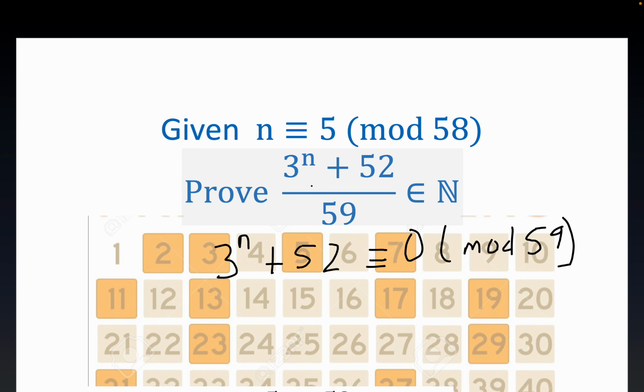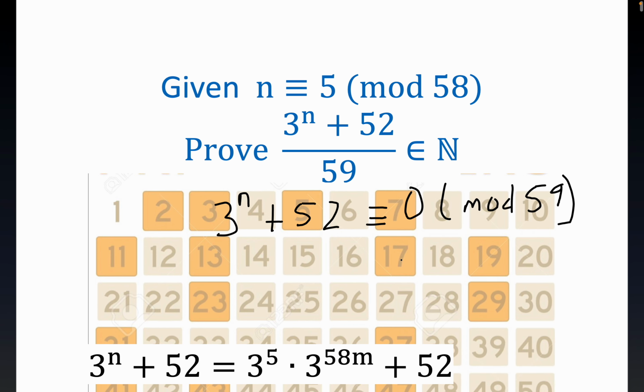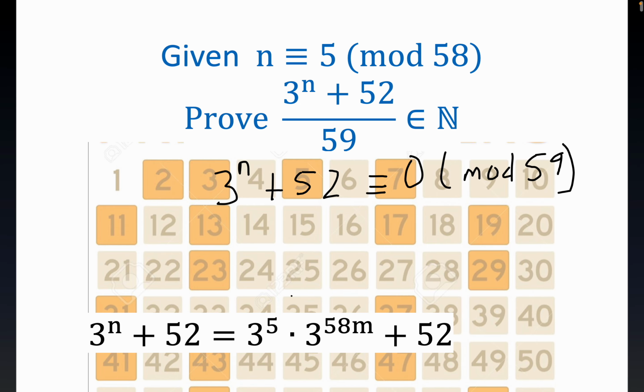Now, again, this statement is true for any n that's congruent to 5 mod 58, but we have to prove it. And what this means is that this 59 will cancel with a factor of 59 in this numerator for all n. So we've got to prove that, okay? Now, this modular arithmetic statement just means 3 to the n plus 52 minus 0 is divisible by 59, okay? And notice that 59 and 0 are the same thing, mod 59. Now, let's see how we can get started on this.